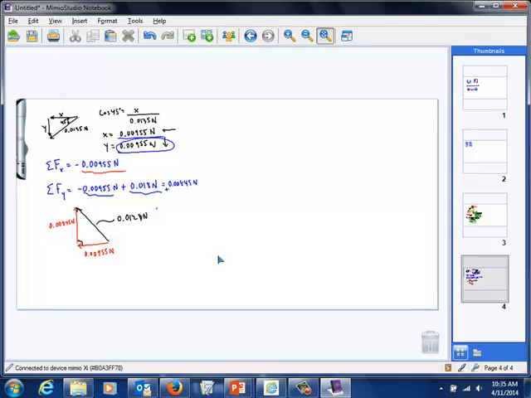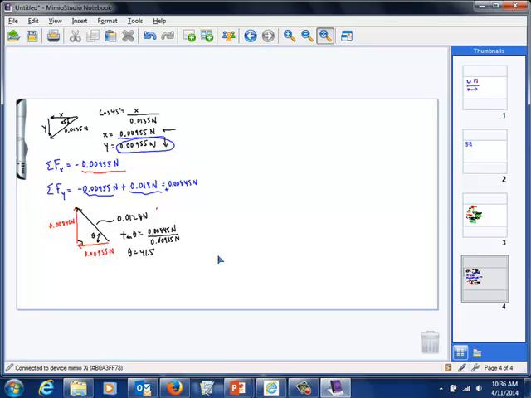I need the direction. Yeah, I can see from my diagram it's up and to the left, but I need to know what direction that is. And we can use trig to get that. Because we know the tangent of that angle is the opposite side, 0.00845, over the adjacent, 0.00955 newtons. So whatever the inverse tangent of that is, 0.00845 divided by 0.00955. Looks like theta is about 41.5 degrees.